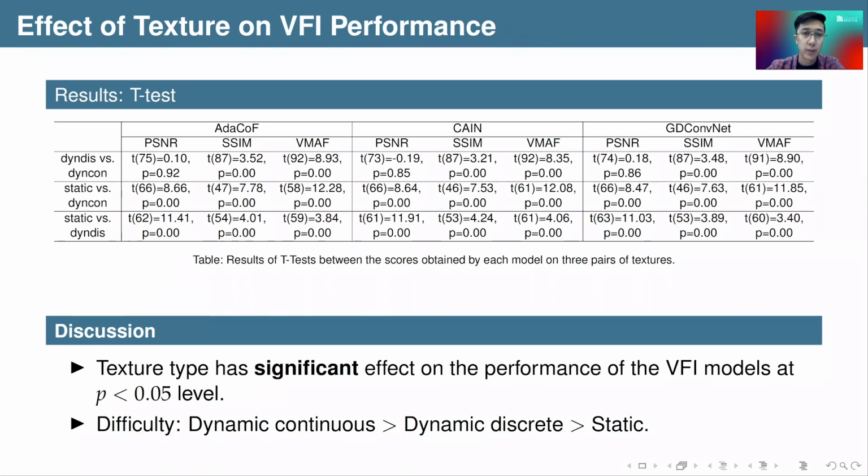And looking at the first row that compares between the 2 dynamic types, all models have significantly different SSIM and VMAP scores. Combining the results of the t-test and previous analysis of variance, we can confirm that texture type does have significant impact on the performance of VFI models at p smaller than 0.05 level.